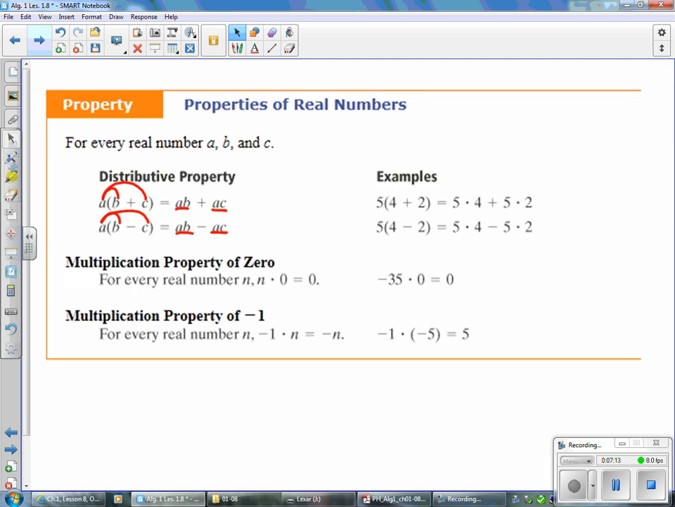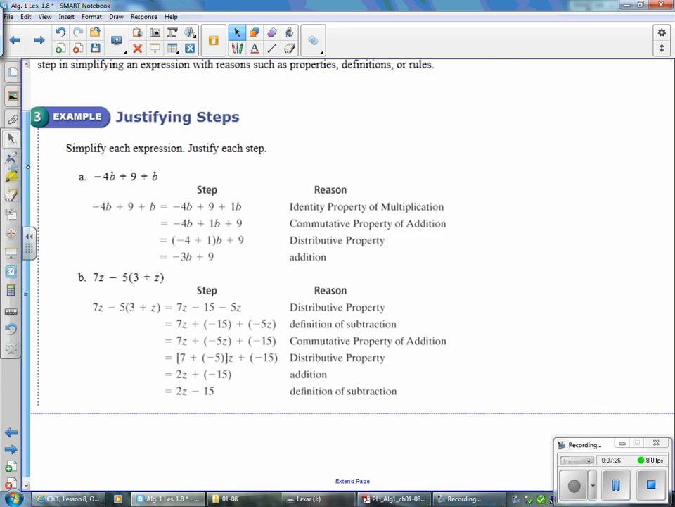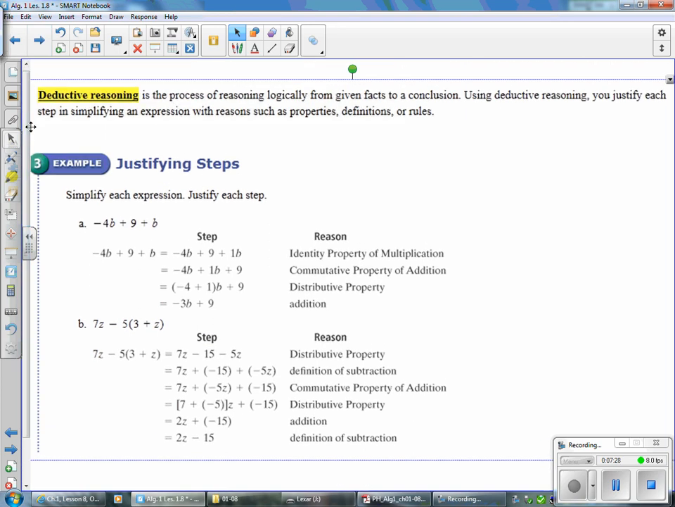Okay, so what are all these good for? These are good for justifying steps. In other words, why do we do what we do? A lot of deductive reasoning is how we logically go from one step to another and give the reason. Why can I do each and every step? Why do I know that this must be true? So looking at this example here, if I start with minus 4b plus 9 plus another b, then there's a few steps I can take, and I can label those steps.